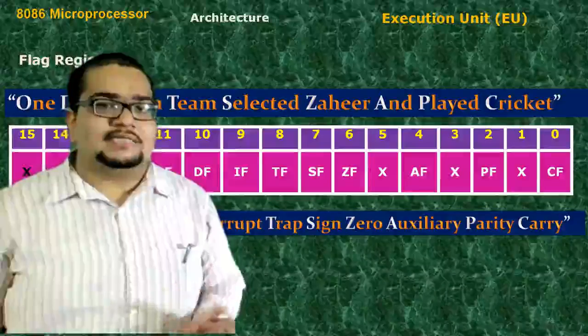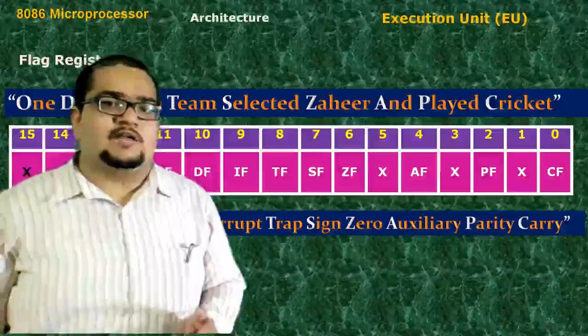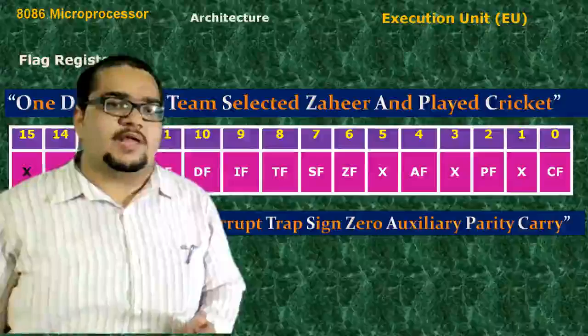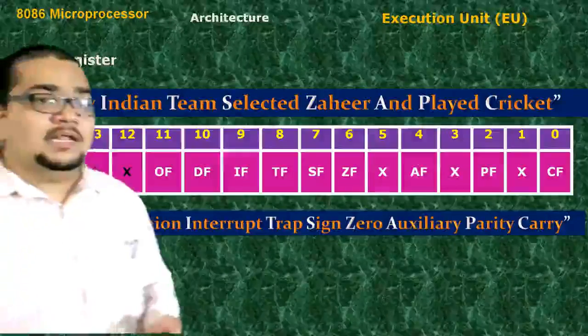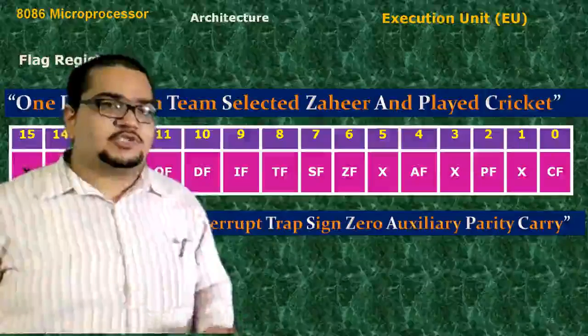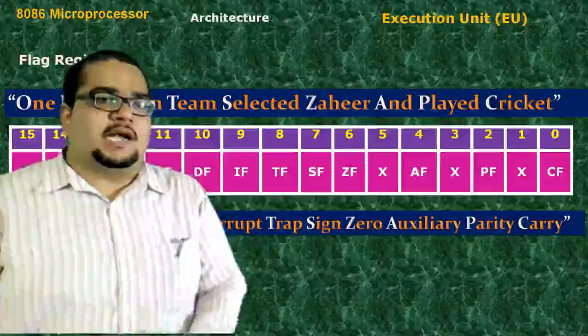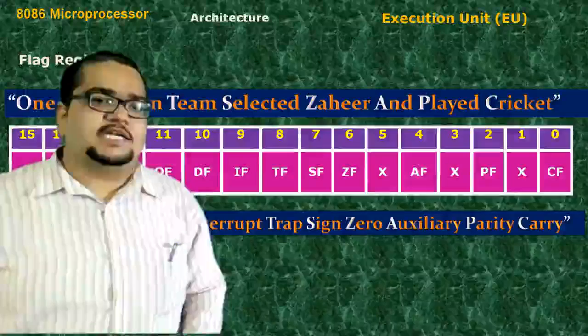Whereas the other 6, that is carry flag, parity flag, auxiliary flag, zero flag, sign flag, and lastly overflow flag, these 6 are status indicators. They just show what happened in the processor right now. They are called status flags.